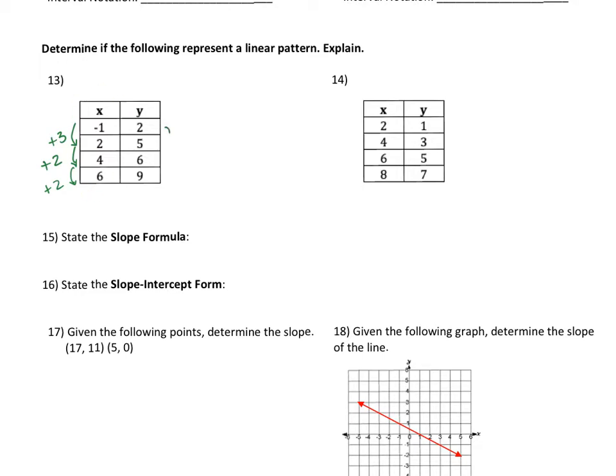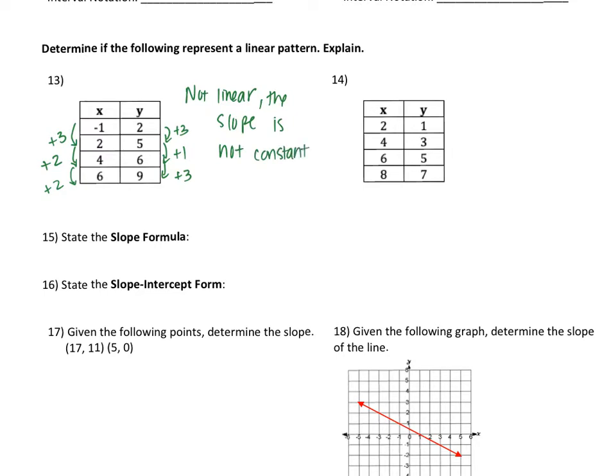But for the y's, you can see this is adding by 3, 2 to 5 is 3, 5 to 6 is +1, so that's already going haywire. 6 to 9 is adding by 3. So in this case, definitely not linear. There's no consistent pattern. So this is not linear at all. We can say that the slope is not constant.